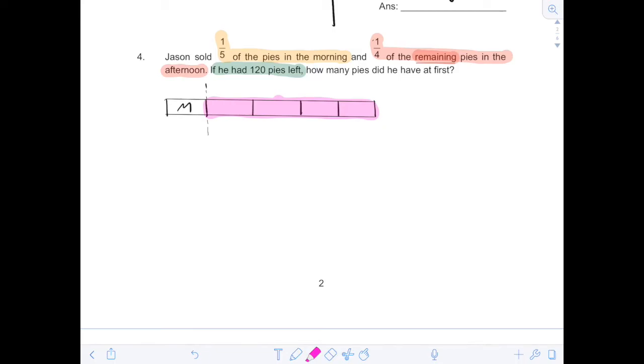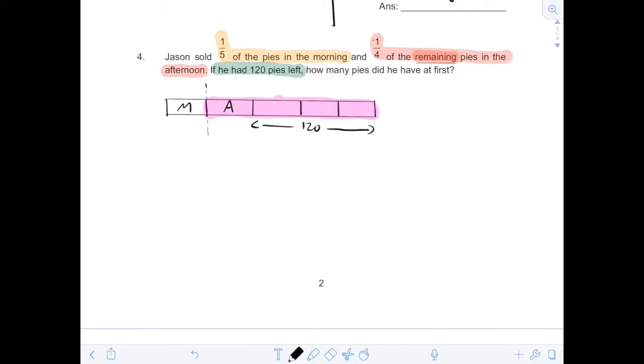In this case, it says that 1/4 of the remaining pies was sold in the afternoon, and you see just nice, the remaining has already been split into 4 parts. So for this kind of question, it's very straightforward and you're very lucky. All you have to do is take 1 part out of 4 of this remaining, and it belongs to afternoon. Now, if you have 120 pies left, how many pies do you have at first?